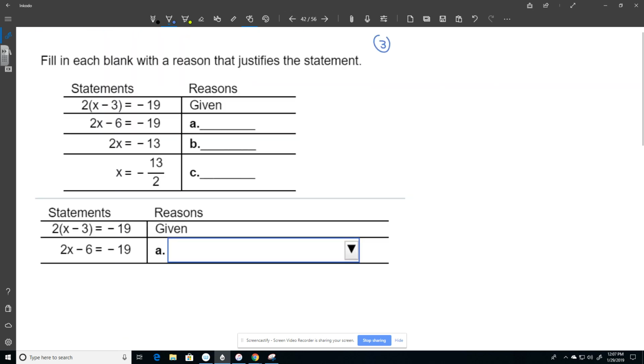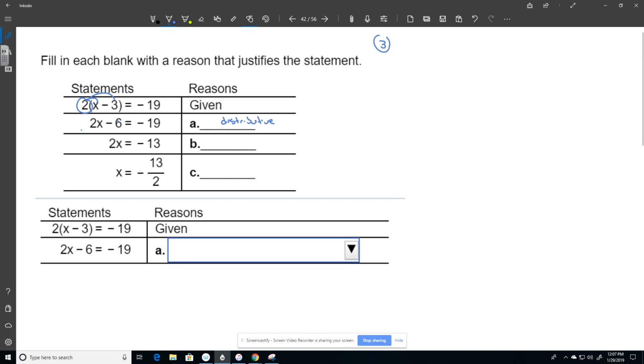All right, number 3, another proof. This one's a little bit easier because it's just algebraic. It gives you a statement, 2 times x minus 3 equals negative 19. And then how do I go from this step to the next one? I use the distributive property. I know that I use the distributive property because if I was solving this problem, I would distribute. So I distribute, and then I get 2x minus 6 equals negative 19.